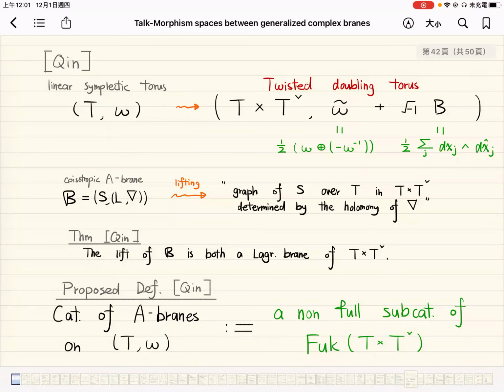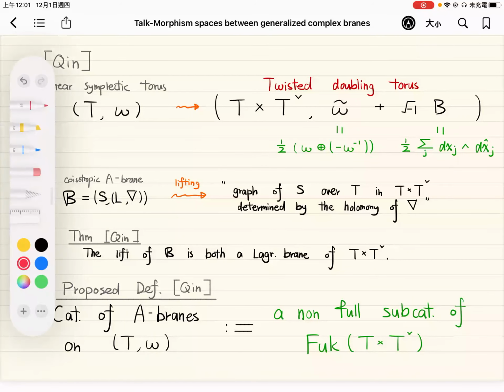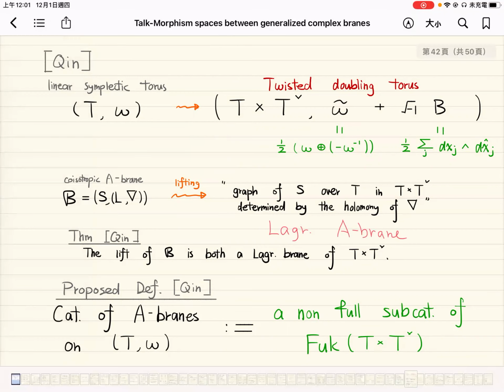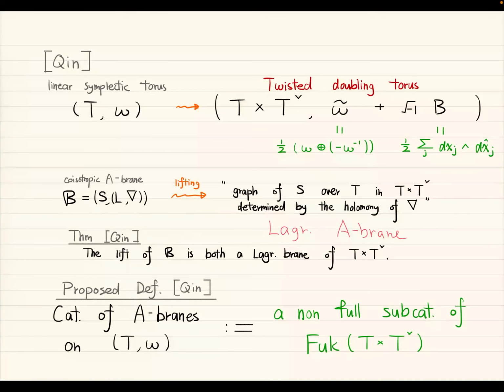And in his work, it is said that any coisotropic A-brane can be lifted as a certain kind of graph, as a Lagrangian A-brane on the twisted doubling torus. So you get a Lagrangian A-brane on the other side by the lifting. He proposed that the category of A-branes on the linear symplectic torus can be defined as a certain kind of non-full subcategory of the Fukaya category of the doubling torus.